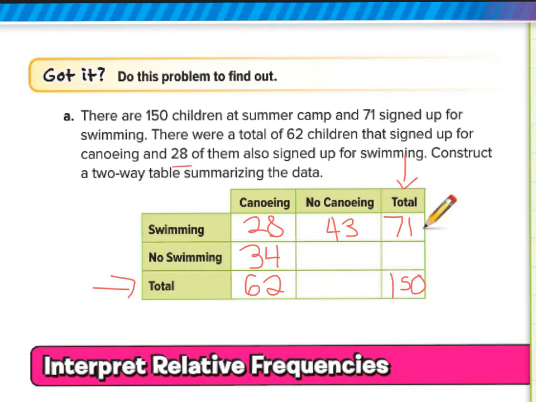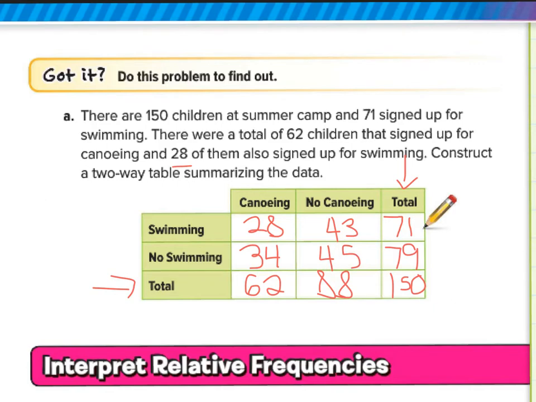Well, again, how do I get to that 150 from here to here? I have to find the difference. 150 minus 71 is 79. Okay? And in the other direction, 150 minus 62 is equal to 88. There we go. And then working my way down, with no canoeing and no swimming, we have 45 students.